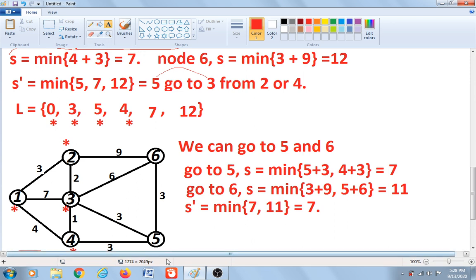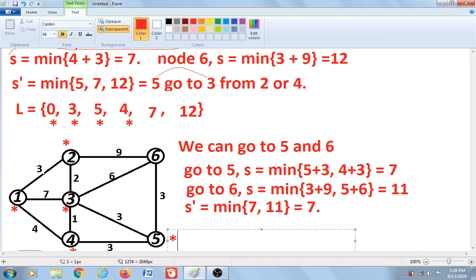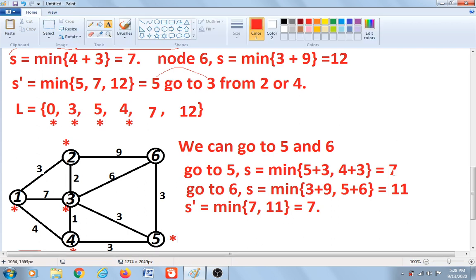Okay, so with 7 we go to node number 5, right? So we put node number 5 as permanent, and the distance is 7. Here it's already 7, right? So we don't need to change this, because 7 and 7 it is the same. But here we have 11 going to node 6, but now we have 12, so we need to replace 12 with 11, but it is not permanent. But here it will be permanent.